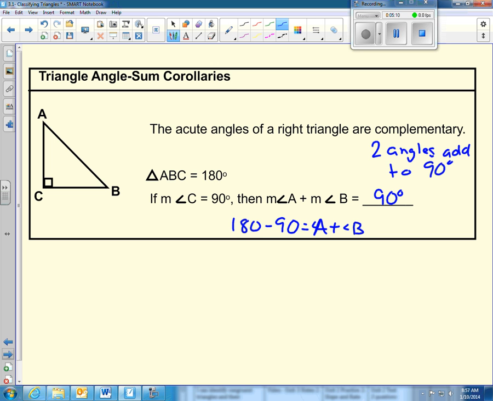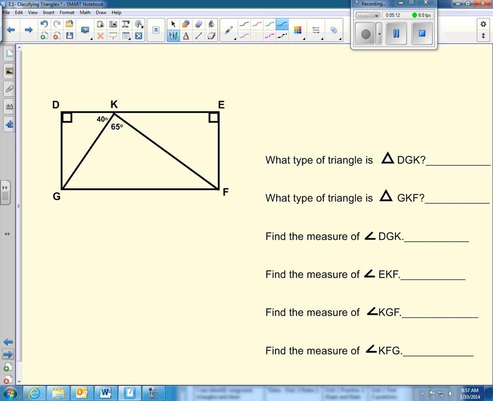All right, so let's put some of this to use. We have a diagram here, and I see 3 different triangles. And also remember that our triangles are not always to scale. Okay, this one has 2 right angles, a 40-degree angle, and a 65-degree angle. So what type of triangle is DGK?